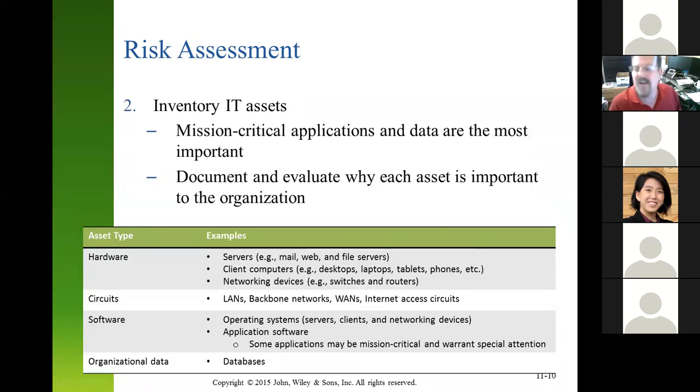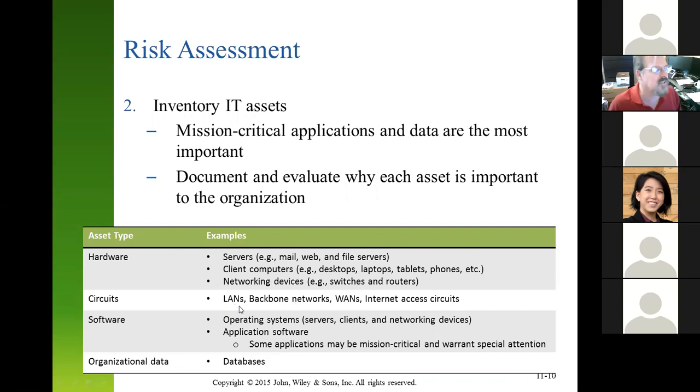Okay, I'm going to stop this pretty soon. Let's see how much farther we can get. So here are some different asset types, which I've already mentioned. Hardware, such as the servers, the client computers, the networking devices themselves, the cameras, the printers, all of the other peripherals, all of the other interconnecting devices.